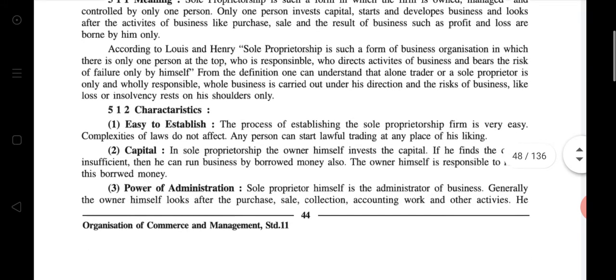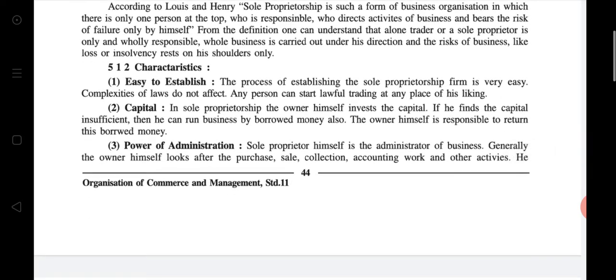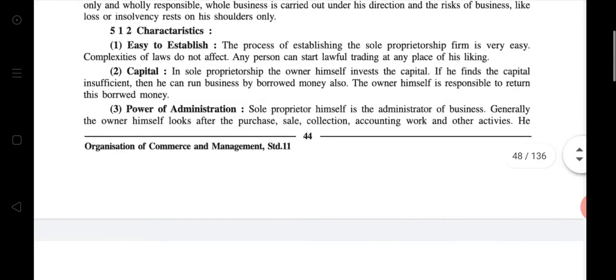And in the second para, it gives a definition according to Lewis and Henry. Sole proprietorship is such a form of business organization in which there is only one person at the top who is responsible, who directs the activity of business and bears the risk of failure only by himself. Then characteristics: like in all the videos, we just revise the head points, not in detail, because we have already done the detail in the particular lecture.